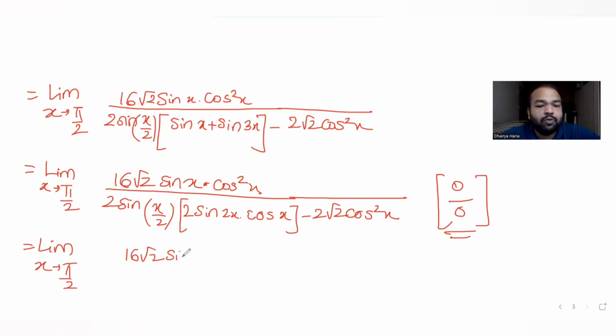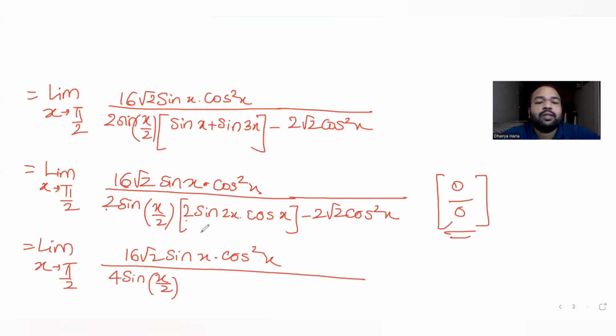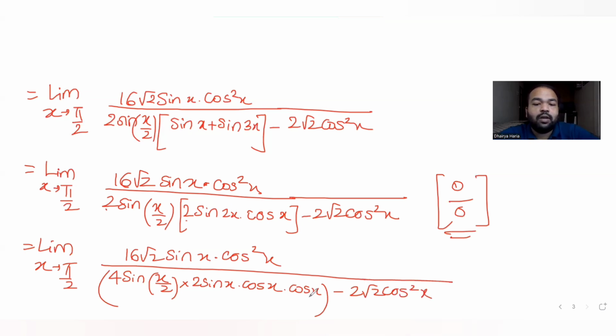So in that case, if I want to solve this further, limit x tends to pi by 2, numerator 16 root 2 sin x cos square x. And here if you see, I can also use 2 into 2, that is 4 sin x by 2. Sin 2x, I can still write using the double angle as 2 sin x cos x, into 1 more cos x that is present, minus 2 root 2 cos x. Now I can see, in the first part I have cos square x, in the second part also I have cos square x. I can just take it out common.